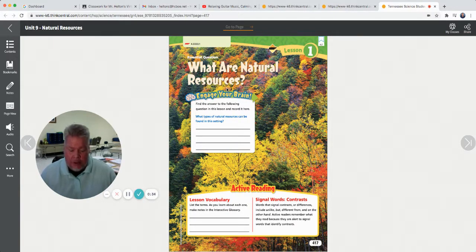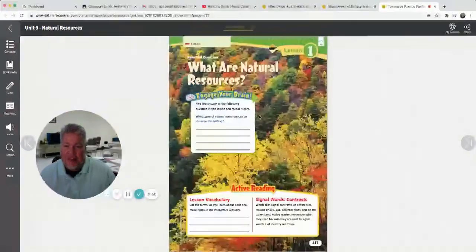Now, when we were going over the benchmark review, I gave you a couple little slides on natural resources just in case you need to learn about that for the benchmark. Kind of introduced you to them, but we're going to dig in deep as we go through this chapter. And lesson 1 today, again, page 417 in your science book. So turn there with me.